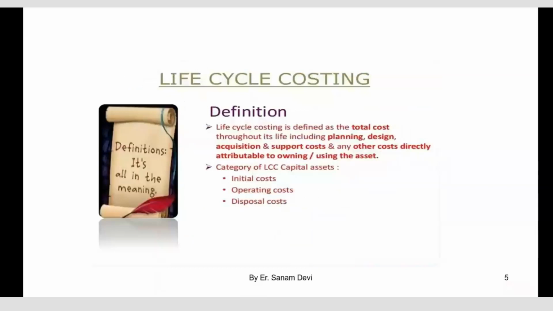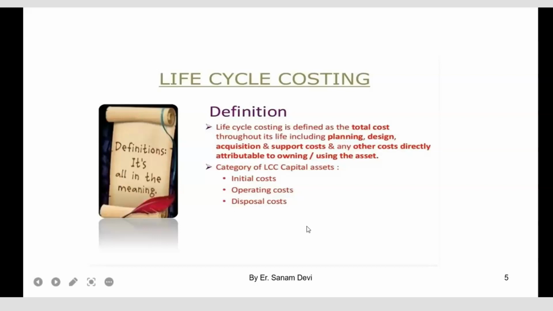What is life cycle costing? Costing means investment, means the money we are paying, that is costing. Okay. Profit means what we are getting. What we will get comes under profit. What we are giving means costing. Costing is also the money we have to invest, that one is known as costing.